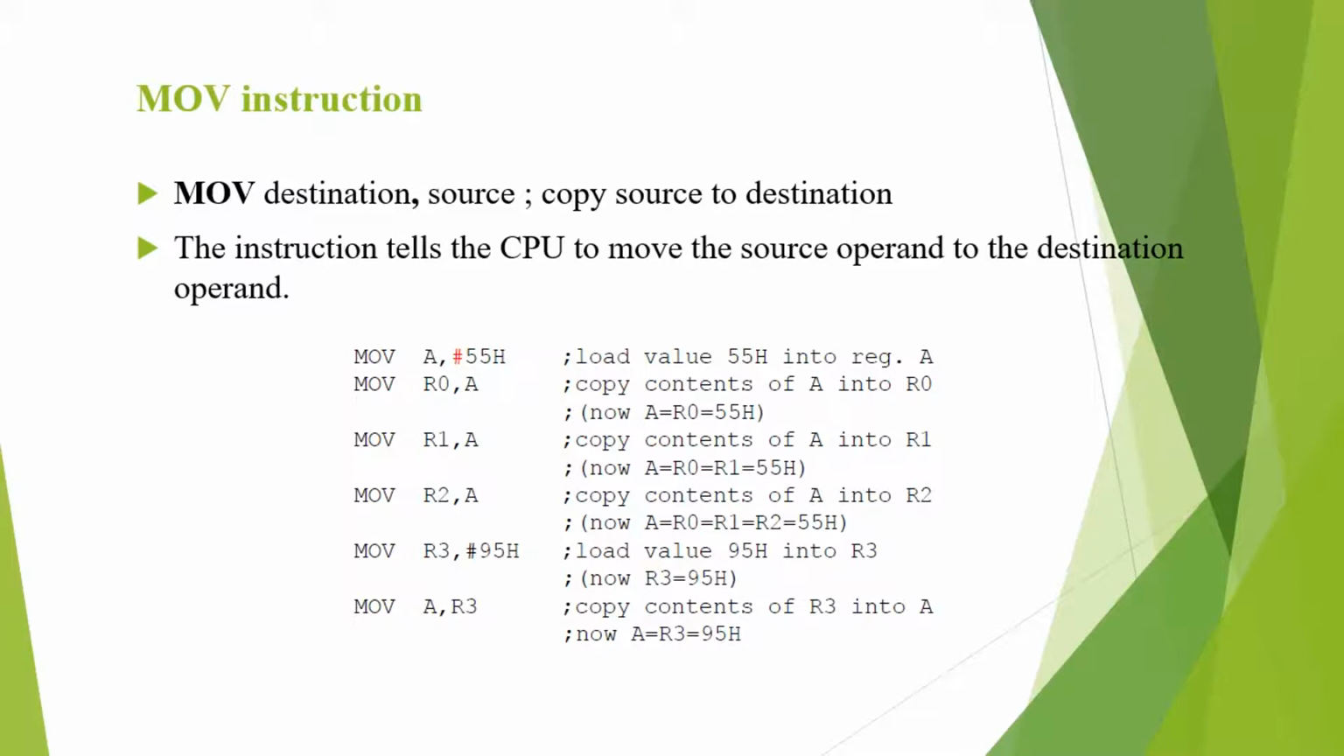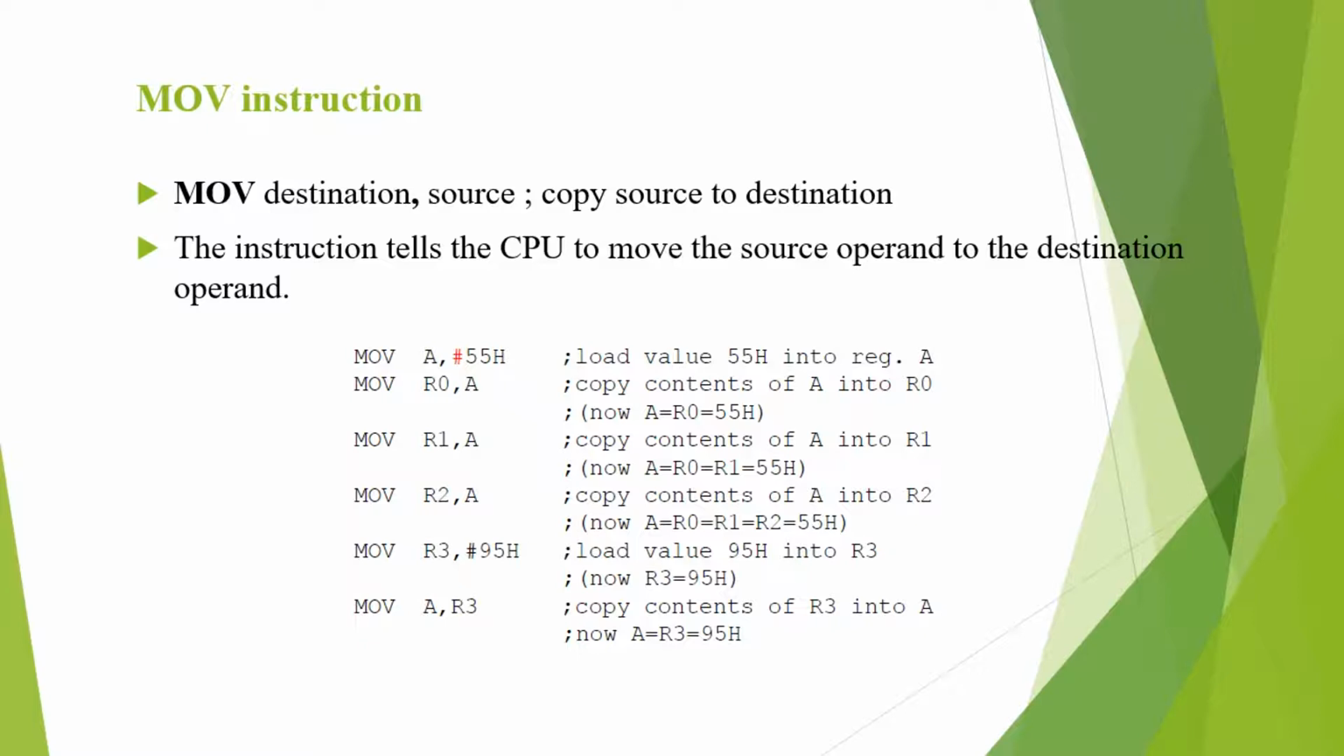Next, MOV R0, A. The content in accumulator A is copied to the register R0. Next, MOV R1, A. Again, the content in accumulator A is copied to R1. MOV R2, A. In the same way, the content of A is copied to R2. So in these three instructions, MOV R0, A, MOV R1, A, MOV R2, A, the value in accumulator A is not changing, it is only being copied to the registers R0, R1, R2.